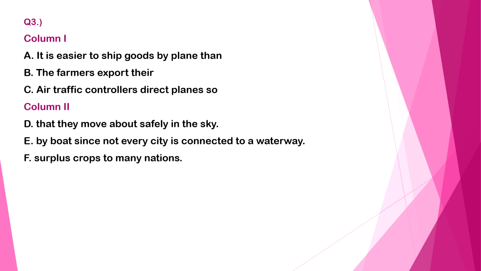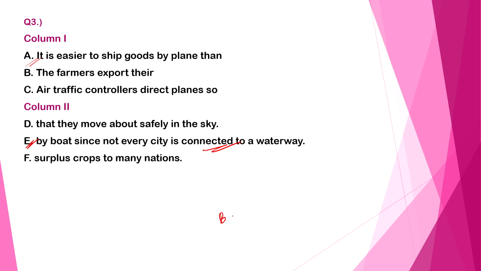Column 2, part D: that they move about safely in the sky. Part E: by boat since not every city is connected to a waterway. Part F: surplus crops to many nations. So, clearly parts A and E can be connected, but it is grammatically incorrect due to the usage of the base form of the verb connected.